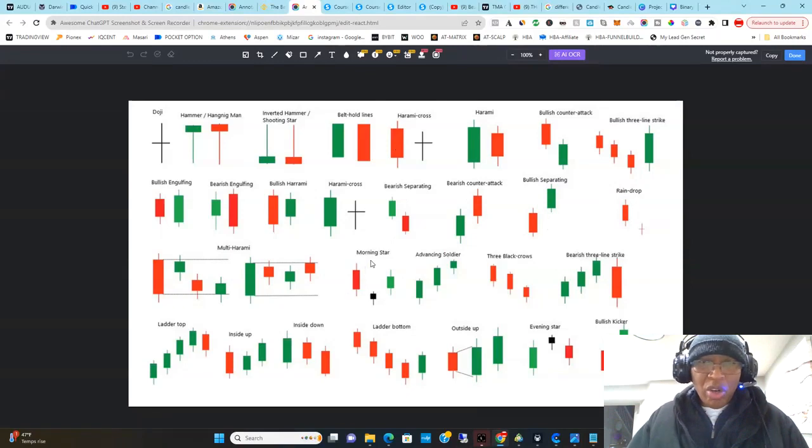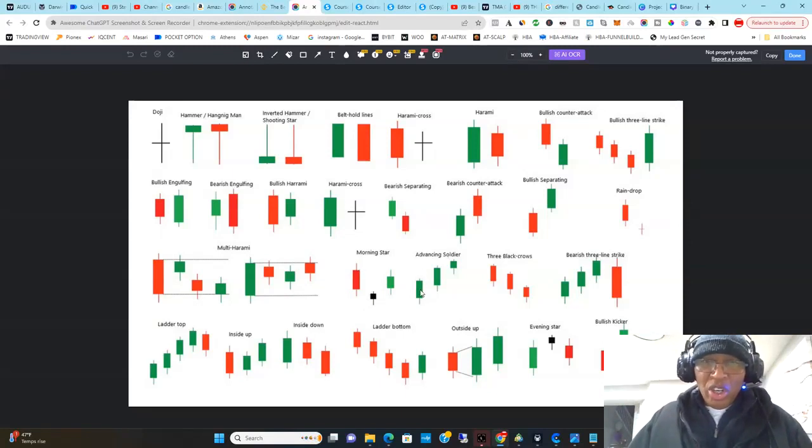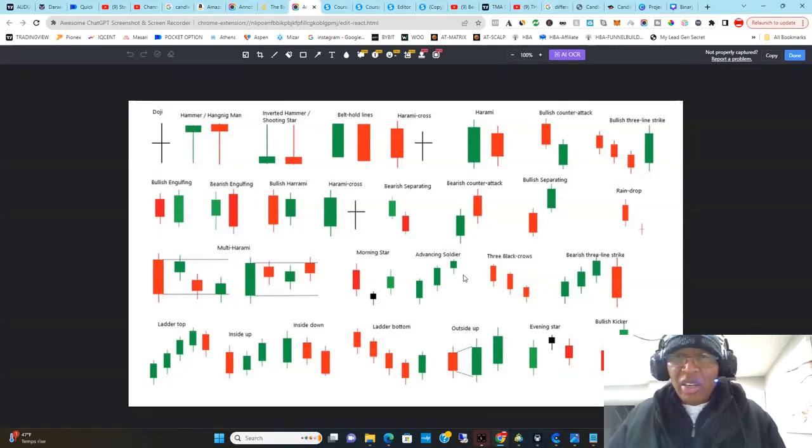Multi-Harami. Morning star. So what happens with the morning star? You can see it changes pattern, right? It starts going up. It was going down. We have a morning star, and then it starts going up. That's the arrangement. Advancing soldier, you see it's going up, and then all of a sudden it's going to start going down because you can see there's a decrease in the momentum of these bullish candles.